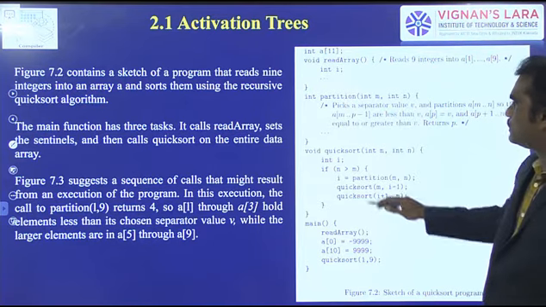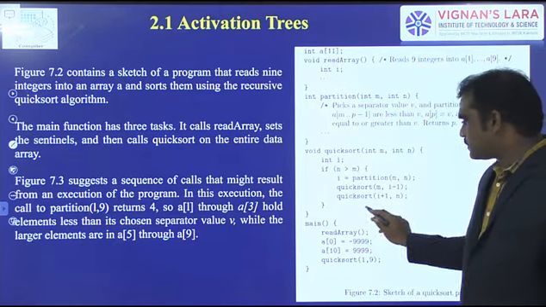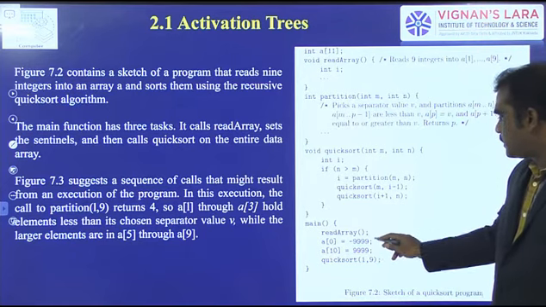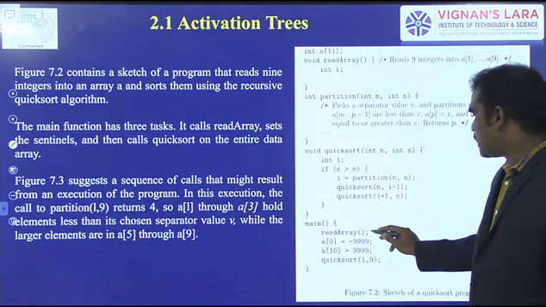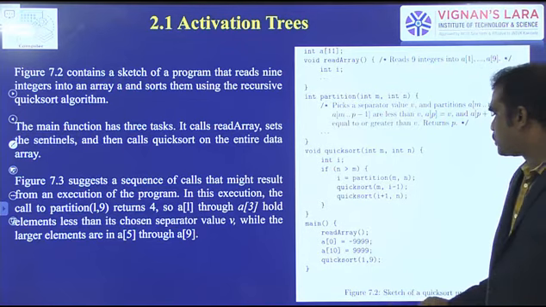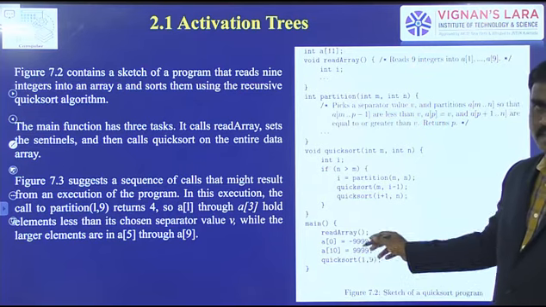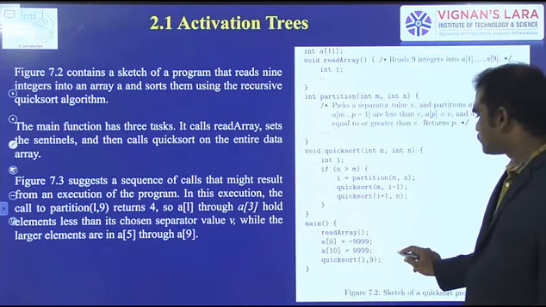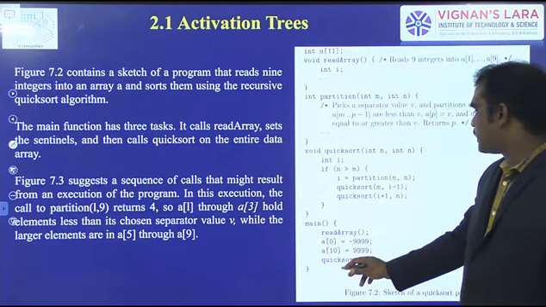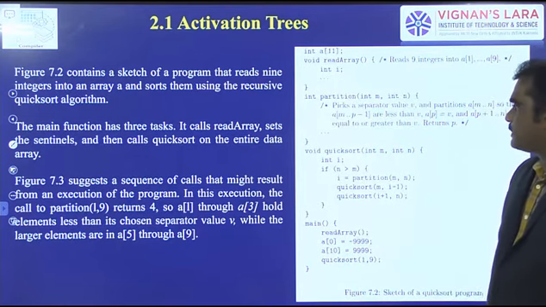So this is the code. Here in this main function, it takes a total of 3 actions. The first one is it calls the read array function. Next, set the terminals, so what is A of 0, what is A of 10? And the third one is to call the quicksort function or procedure. So this is about the main function.